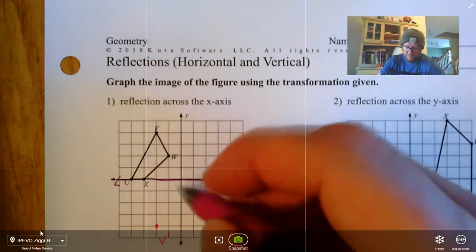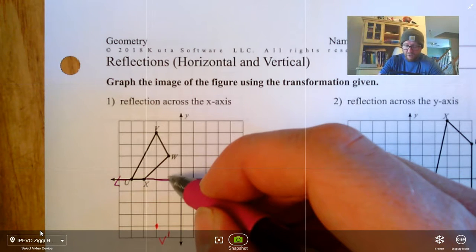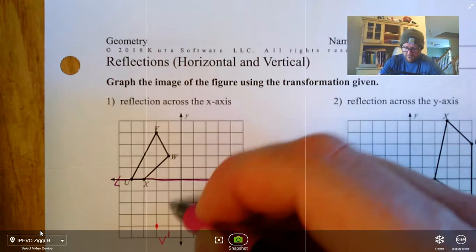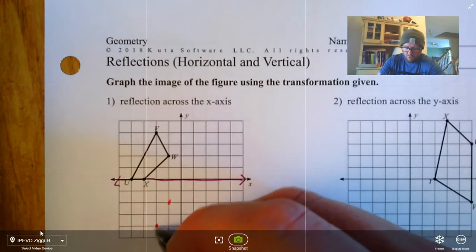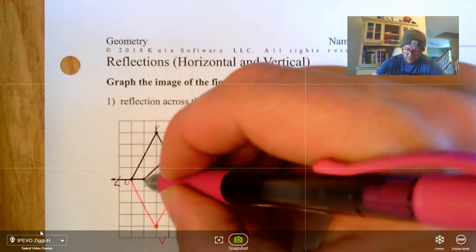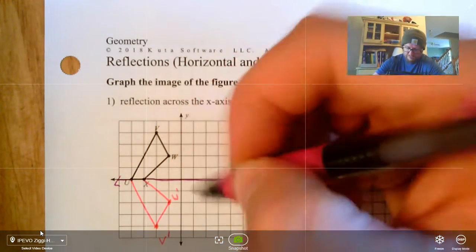And there's v prime. And w is 2 spaces from the line of reflection, so its image will be 2 spaces on the other side. And then from there we just connect them in the right order. Like that, like that, like that.